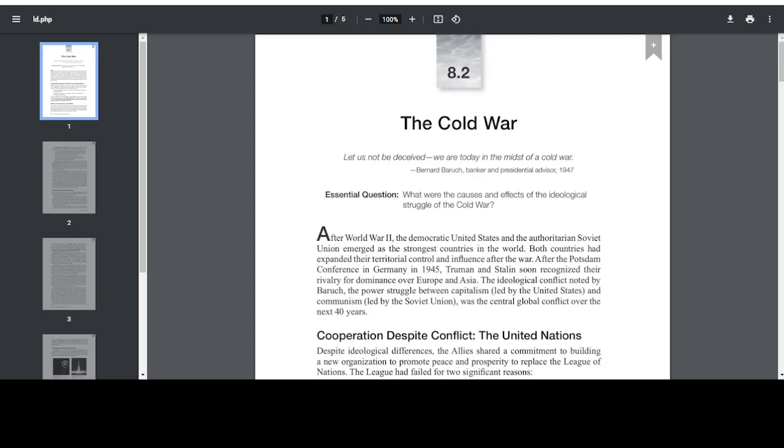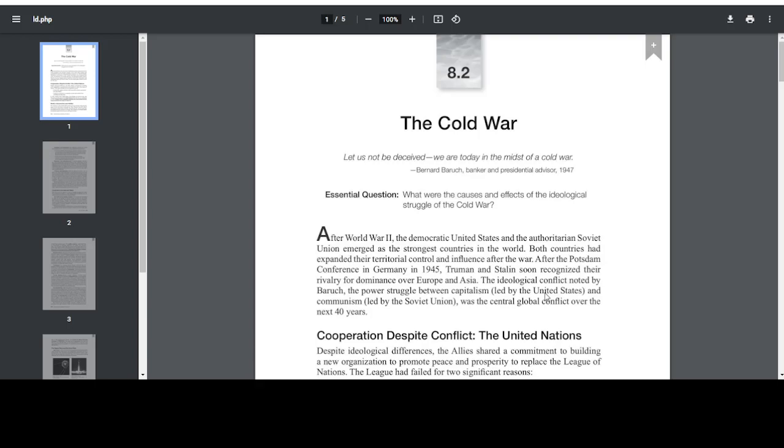Now, if you guys are ready, let's begin with Chapter 8.2, The Cold War. "Let us not be deceived. We are today in the midst of a Cold War." Bernard Baruch, banker and presidential advisor, 1947. Essential question: What were the causes and effects of the ideological struggle of the Cold War?